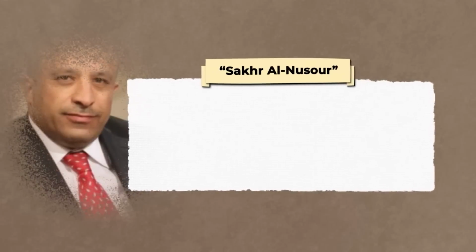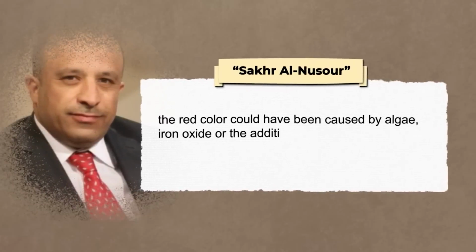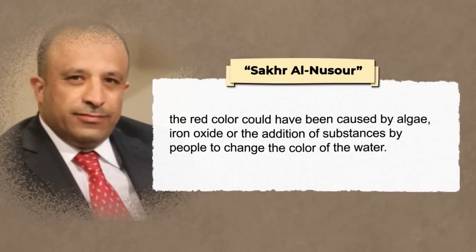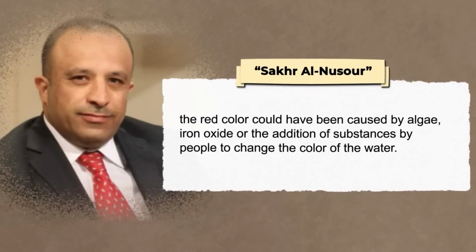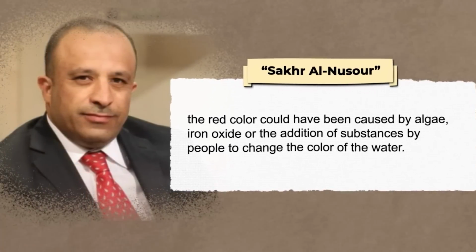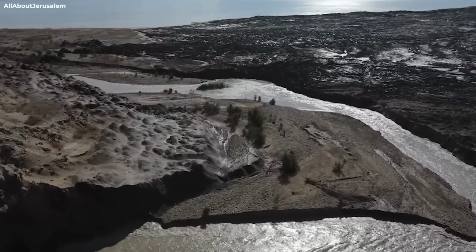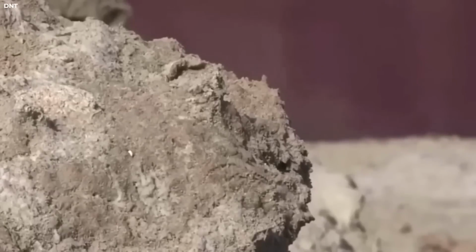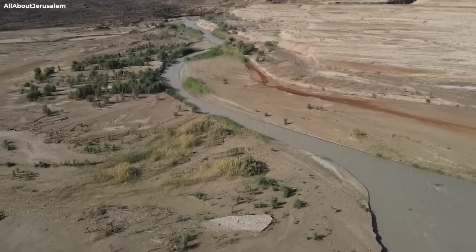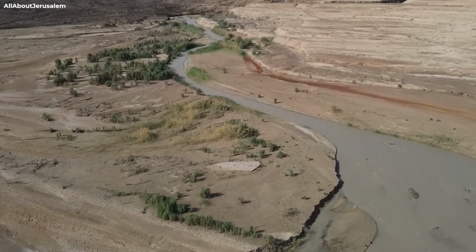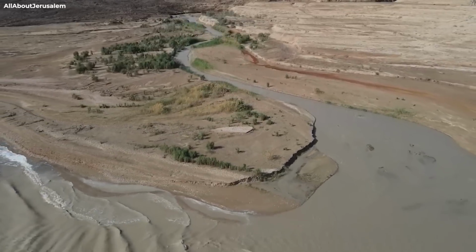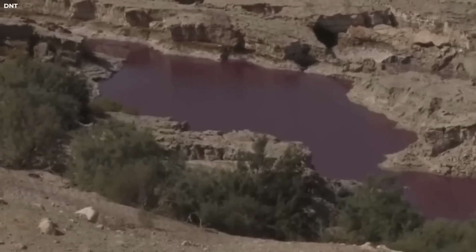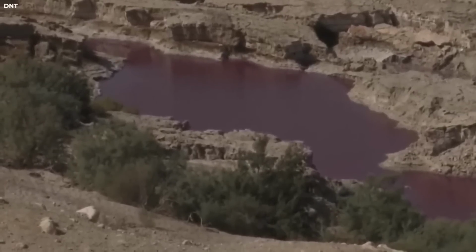According to the head of the Jordanian Geologist Syndicate, he pointed out that the red color could have been caused by algae, iron oxide, or the addition of substances by people to change the color of the water. A spokesperson for the ministry, Omar Salama, told the news outlets that the pond is pretty small and isolated from the waters of the Dead Sea. Many Jordanians, however, think that the pool was polluted or used as a dumping ground for harmful chemical waste by the local authorities, and now they're trying to cover it up by pitching possible reasons that don't make sense.